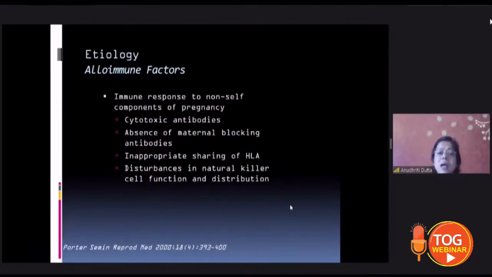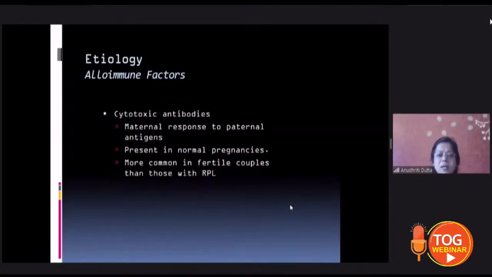Now, the alloimmune factor, another important cause, is the immune response to the non-self components of pregnancy. So the body is reacting either through cytotoxic antibodies, there's an absence of maternal blocking antibodies, there's inappropriate sharing of the HLA, and there's been a disturbance in the natural killer cell function and distribution. The cytotoxic antibodies are the maternal response to these paternal antigens, and these are also seen in fertile couples as well as those with RPL.